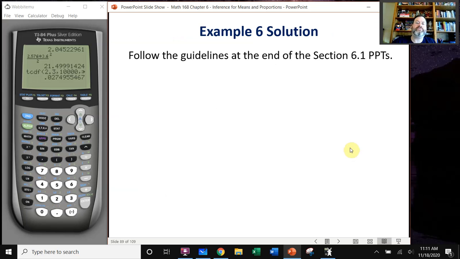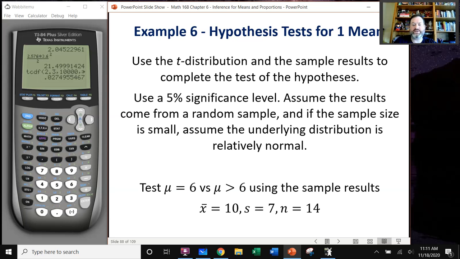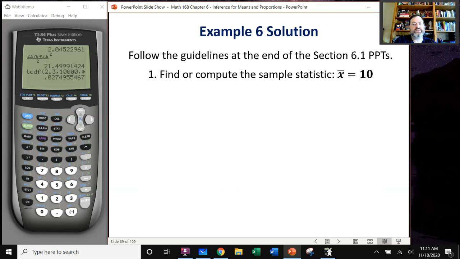So what we're going to do is follow the guidelines that I presented at the end of the 6.1 PowerPoints, right? Sample statistic first. So what's the sample statistic here? Hopefully you shouted it out. It's x bar equals 10, right? Now you might have to compute this by hand, right? In this particular case, it's given.